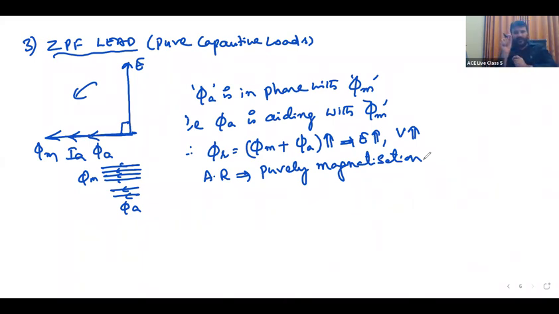No load condition, 400 volts say. But when load is connected, it is more than 400. Voltage is 450, voltage rise. But to maintain the same voltage, what to do? Field current has to be reduced. The main field flux you have to reduce. When the armature flux is aiding, net flux increases, then you decrease the phi M. Field current has to be decreased to maintain the rated voltage.